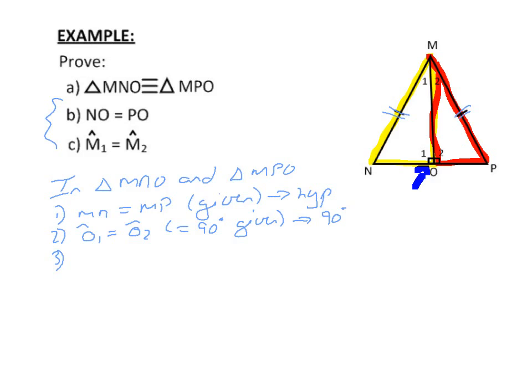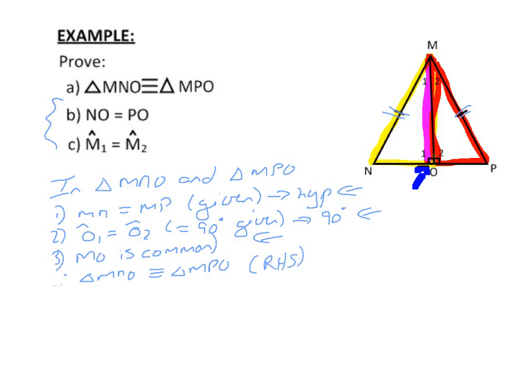And that's pretty straightforward. There's a side in both triangles. That's a common side. So MO is common, because it's in the yellow triangle and the red triangle, it's the same length. Therefore, triangle MNO is congruent to triangle MPO. And what did I prove? I proved the right angle, I proved the hypotenuse, and I proved another side. So right angle, hypotenuse, side.